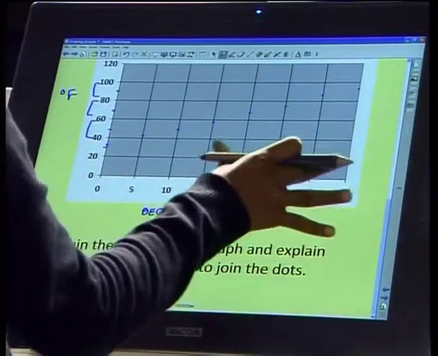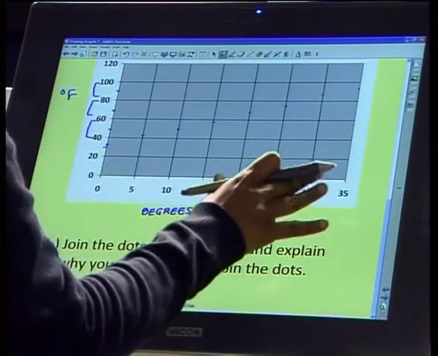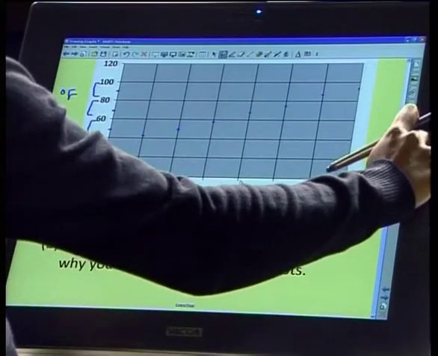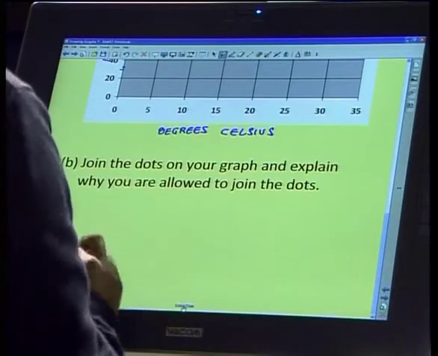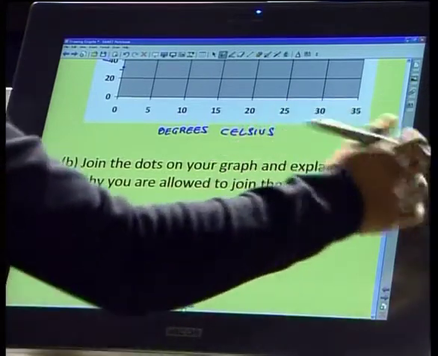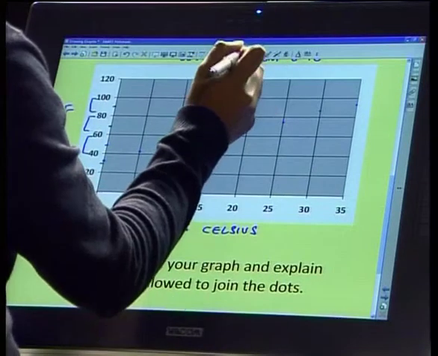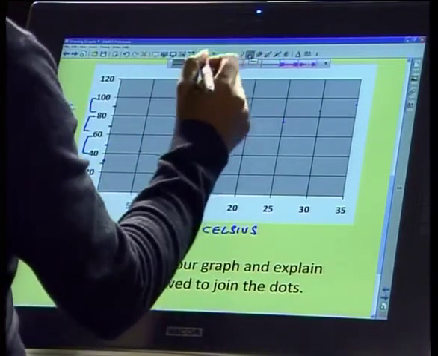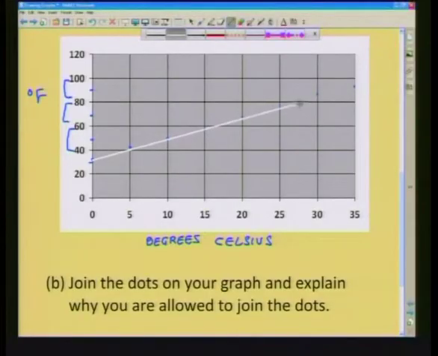And you will be given these sheets in your exams. They will give you these axes in your exam paper. They then ask you to join the dots on your graph and explain why you are allowed to join the dots. All right, so let's join the dots first, and then we can say why we are allowed to join the dots. Okay, so hopefully they all form a nice straight line. There we go. We've joined all of our dots.